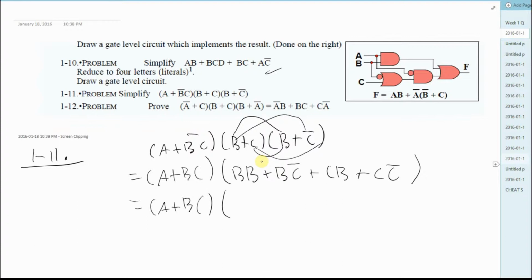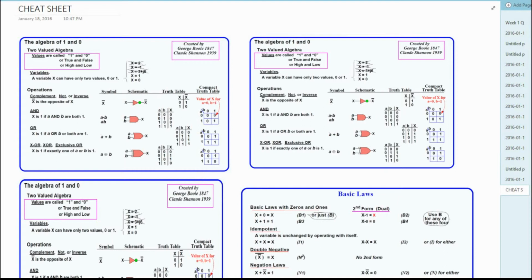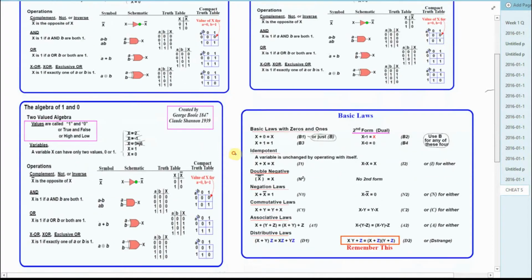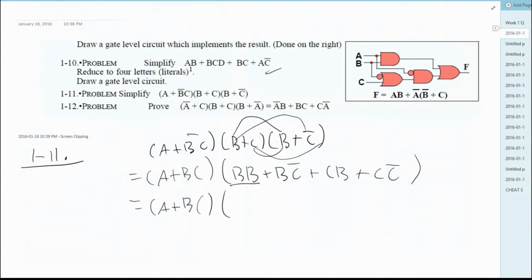Well, what does BB turn to? If you don't know, cheat sheet, yay! Let's look at some of our basic laws, and it says when something is multiplied by itself, it just turns to itself. Awesome! So if you go back, this thing becomes B. You can't really do much with these guys. Well, we can. Next step. What does C C naught mean? That's saying C and C naught, so it's a true and a false together, which will just give you false, which is 0. So this is essentially cut out, and you're left with this.